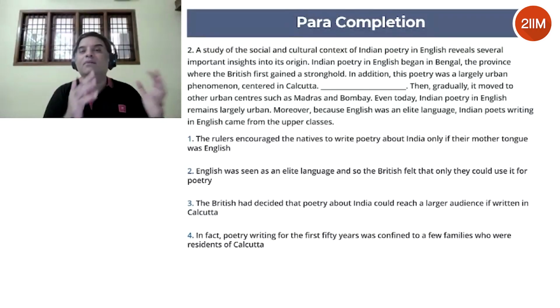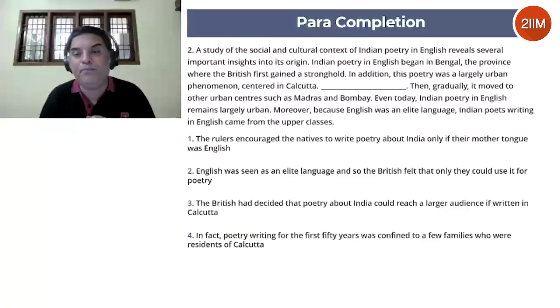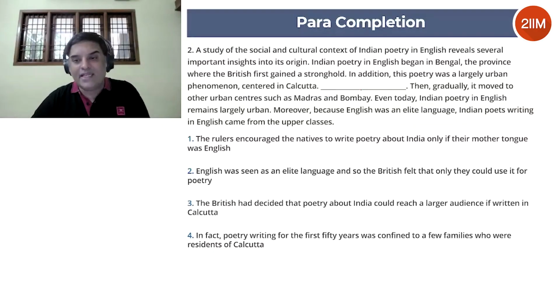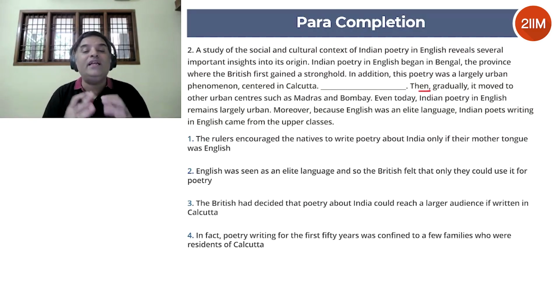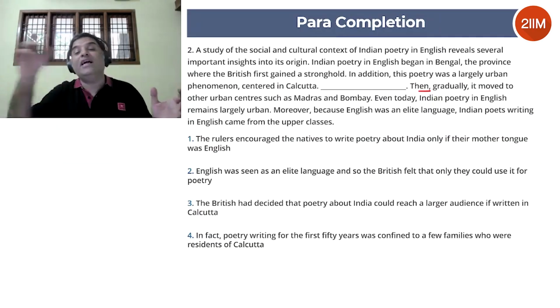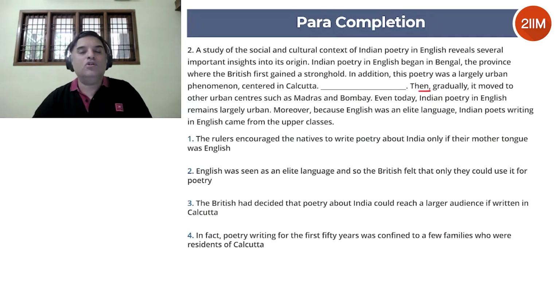So it began in Bengal and centered in Calcutta because Indian poetry in English was largely an urban phenomenon. Then there is a blank, and then we have: then gradually it moved to other urban centers such as Madras and Bombay. Even today, Indian poetry in English remains largely urban. Moreover, because English was an elite language, Indian poets writing in English came from the upper classes. So again, the focus of the paragraph is tracing the origins of Indian poetry in English. And then the author definitely focuses on how Indian poetry in English was an urban phenomenon, started in Calcutta, but then gradually moved to other urban centers. So you've understood the paragraph.